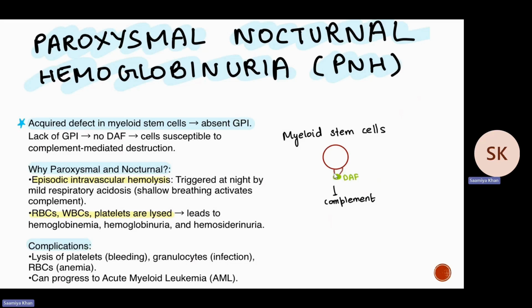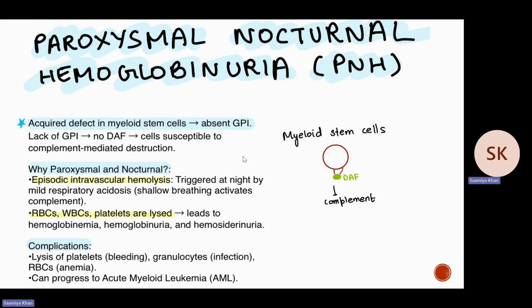So if this GPI is not there, there's nothing to anchor the DAF, so there's no DAF eventually, and then the complement system can easily attack all the myeloid stem cells. Now, why are we saying that it's paroxysmal and nocturnal? It's because intravascular hemolysis occurs episodically, often at night. That's why nocturnal. And this is due to respiratory acidosis, from shallow breathing during sleep. This can activate the complement system.